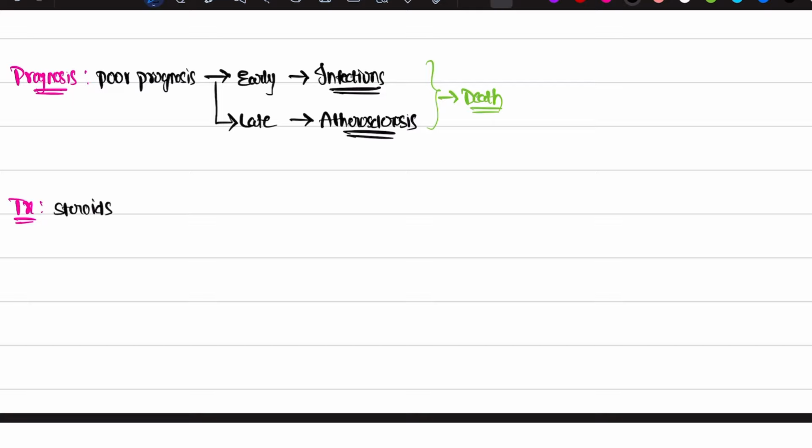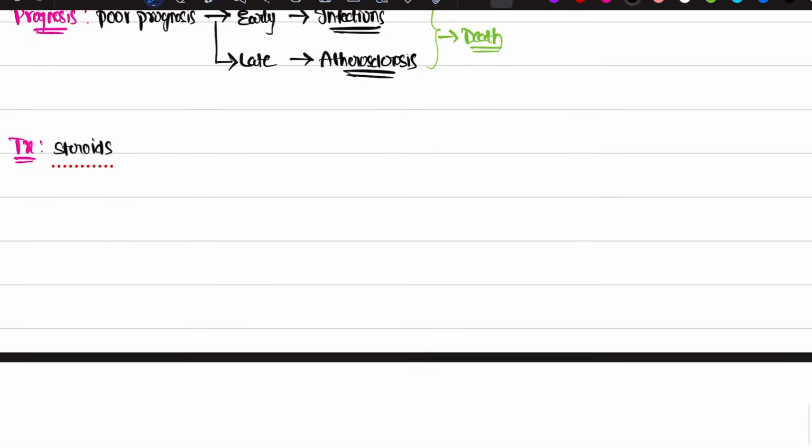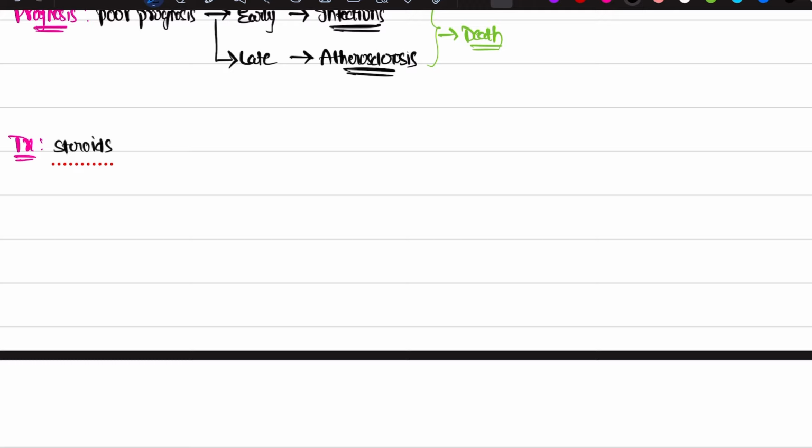But remember, in pregnancy we don't give steroids at all. In pregnancy the drug of choice is hydroxychloroquine. So let us write this one as well. In pregnancy, the drug of choice, DOC, means drug of choice, is HCQ, hydroxychloroquine.